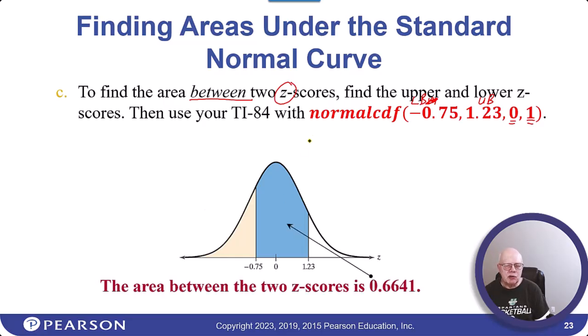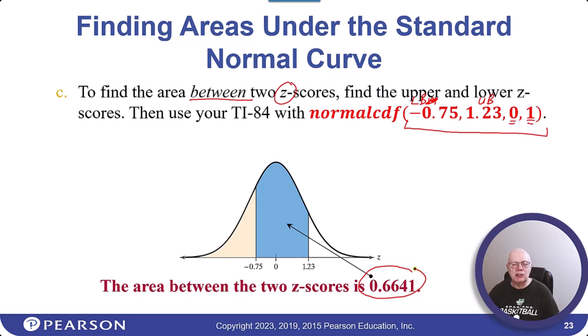The area between the two scores. Here's our setup. Negative 0.75, that's the lower bound. 1.23, the upper bound. 0 because it's the z-score. 1 because it's the z-score. And there's the area. And sure enough, it is over 0.5, but not too far over. Use your common sense for this.